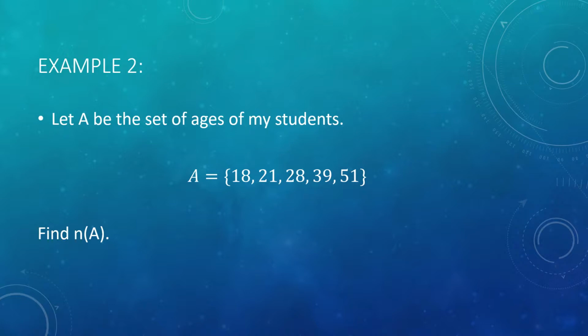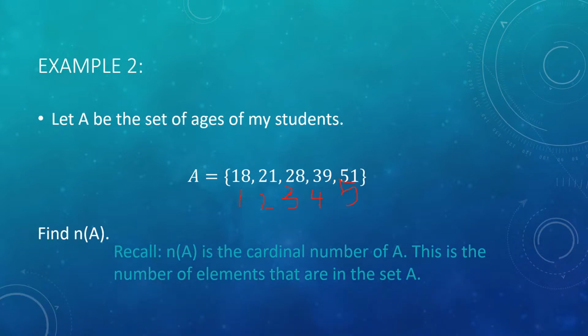Next, we have find the cardinal number of A. So this again means count up the number of elements that are in A. So starting with 18, we have 1, 2, 3, 4, 5 elements. So the cardinal number of A is 5.